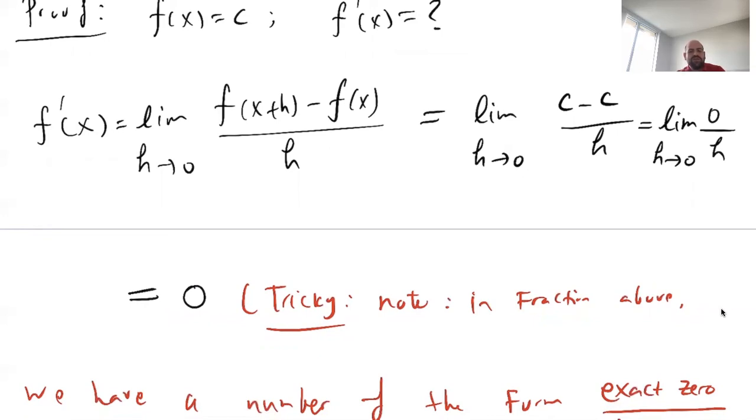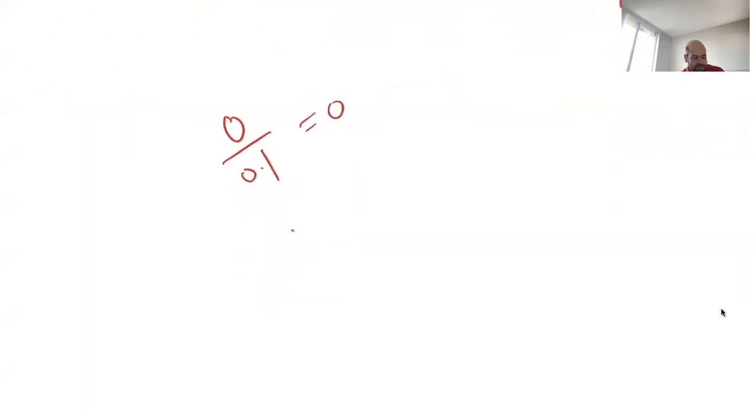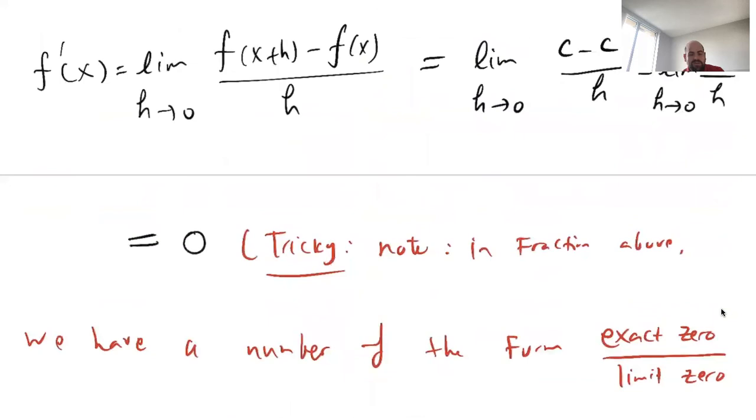So if you want to get some idea about this fraction, this is something of the form, let's say, 0 over, for example, 0.1. How much is 0 over 0.1? 0 over 0.1 is 0 because this is exact 0. 0 over any number other than 0 is 0. So 0 over 0.1 is 0. 0 over 0.01, for example, is also 0. 0 over 0.00001 is also 0, right? So the denominator gets closer and closer to 0, but the numerator is exactly 0. So exact 0 over any number is 0.